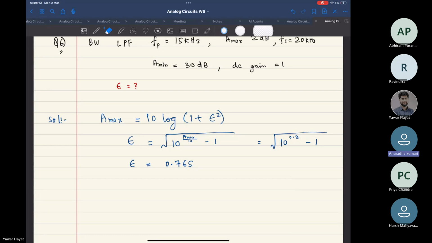No, sir, not clear. Why? Sir, E max. No, I mean, in between your voice was not audible. Can you repeat? Epsilon equal to under root 10 to the power A max upon 10 minus 1. Where did this equation come from, sir? Just a second. Are you fine with this one? Yes, sir. Okay. Then why?